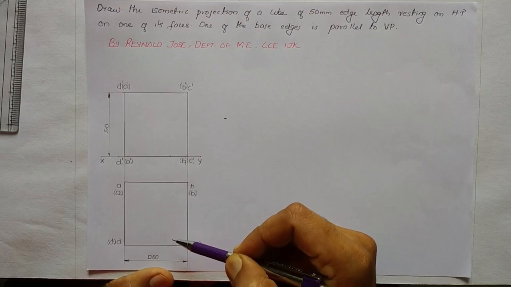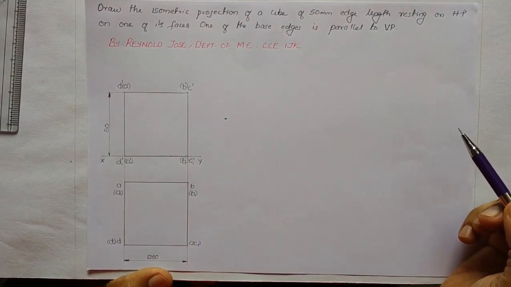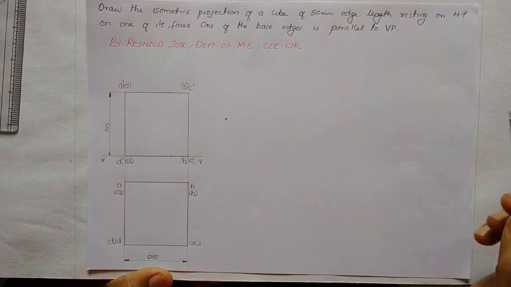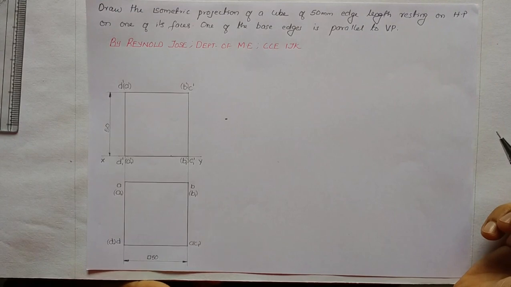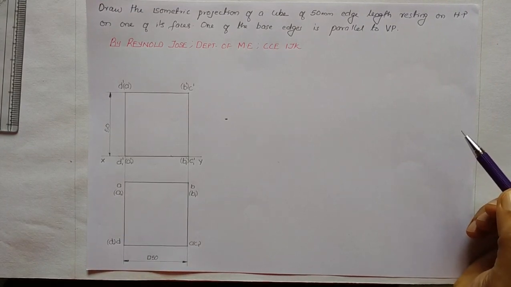After drawing the simple front view and simple top view of the solid using type A lines, we have to construct an isometric scale. In all the problems regarding the drawing of an isometric projection of a solid, an isometric scale is a must. So how to construct this isometric scale?